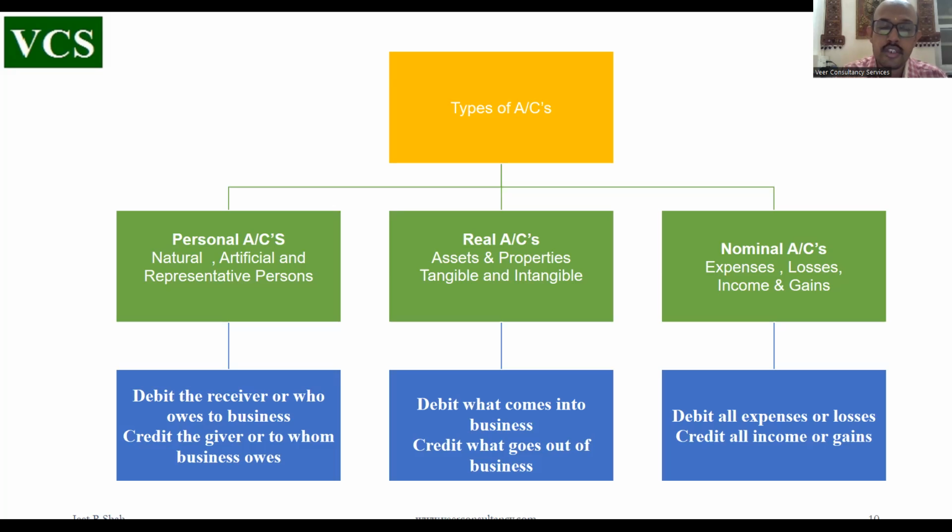Asset जब business से बाहर मतलब बेच दिया हम, तो you call it credit. Okay. So real accounts में rule क्या होगा? Debit what comes in, credit what goes out. And if you have identified a nominal account, मतलब कौन सा? एक्सपेंसेस और इनकम वाला, तो उसमें रूल क्या लगेगा? All expenses would be debited and all incomes and gains would be credited.